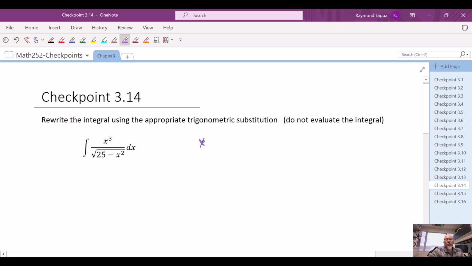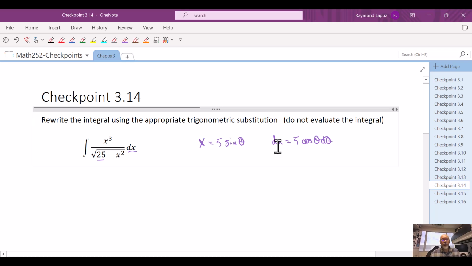The particular substitution in this scenario is to let x equal to, now there's 5 squared here, so we'll take the constant 5, and then this is going to be a something minus x squared, which will be a sine substitution. So we're going to let x equal to 5 sine theta. And then the dx, because we need to take care of the dx, will be the derivative of this. It'll be 5 cosine theta d theta. And so our plan is to change everything into a function of theta.